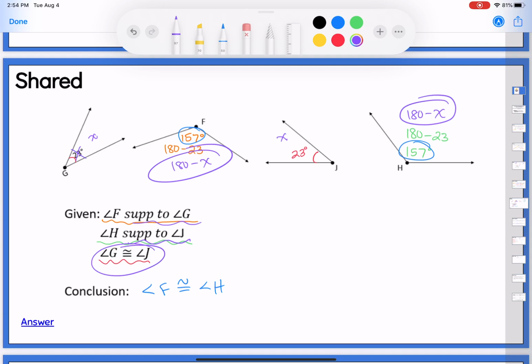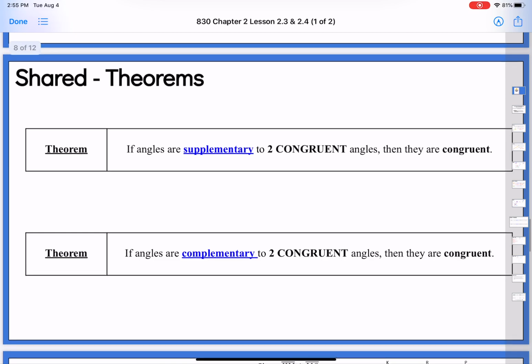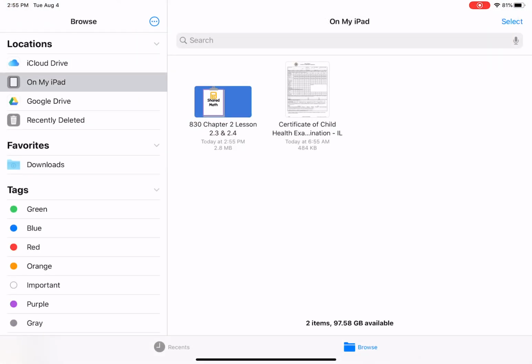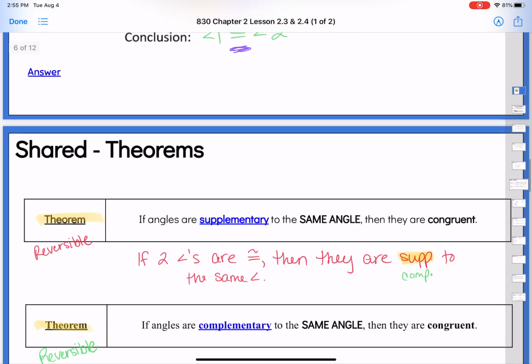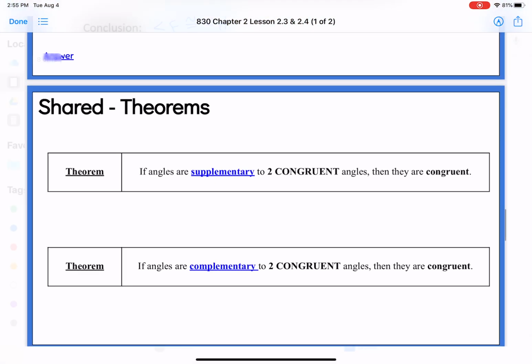Now, is this the exact same theorem that we just talked about? The answer is no. It's very, very close, but it's not the same. In my last one, I had two angles that were supplementary to the exact same angle. Here I have two angles that are supplementary to two congruent angles. So it's very close to the same, but not exactly. And with a proof, that makes a difference. You have to be very picky about your wording, right? Here we go. I apologize about that little mix-up.